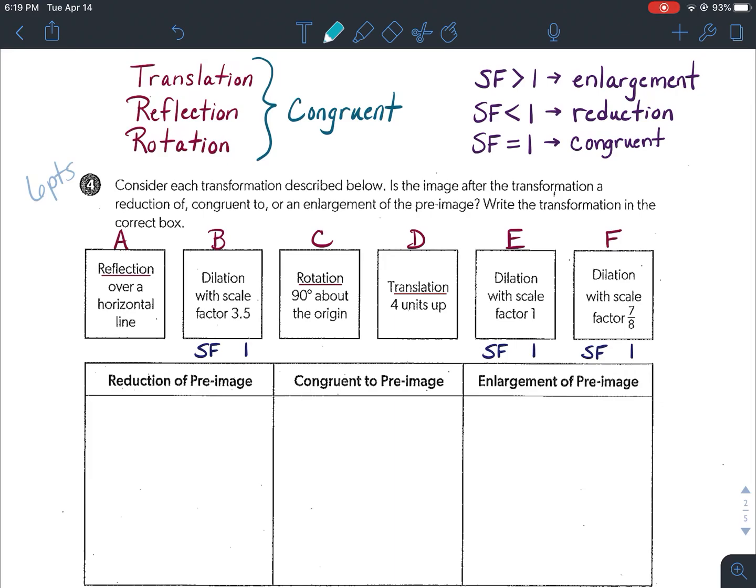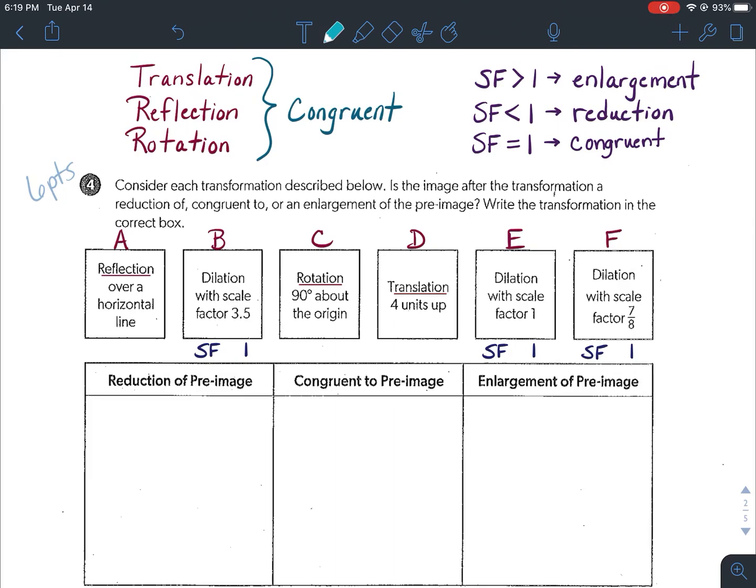Now, if the transformation they describe is a translation, a reflection, or a rotation, it is automatically congruent. You don't even have to worry about the rest of it. If it says translation, it's congruent. If it says reflection, it's congruent. If it says rotation, it's congruent.